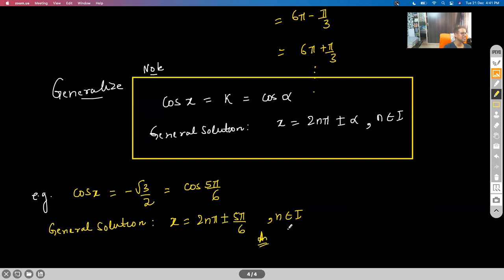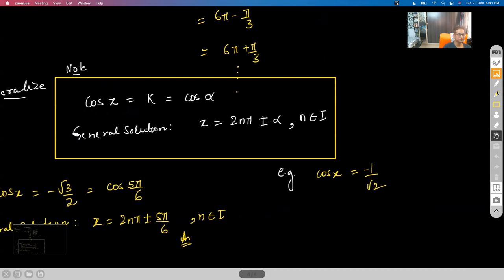Is it fine? Any questions? Any concerns? Okay. Try one more. Cos x is equal to, let's say, negative 1 by root 2. Find the general solution for this. What is the general solution for this equation?